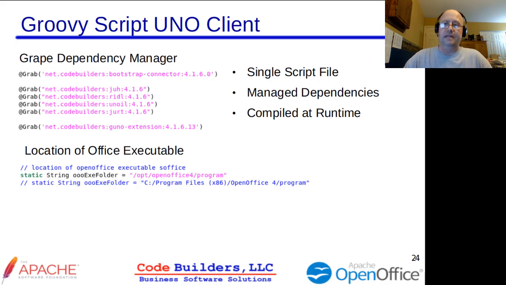The next 4 libraries there are my releases of the Java UNO libraries that I put in Maven Central. So they're not any different than what comes with the Office, except they can now be used by Maven, Gradle, and Groovy like any other library. It would pull down from Maven Central. And the last library is the Groovy UNO Extension. We'll discuss more in a minute.